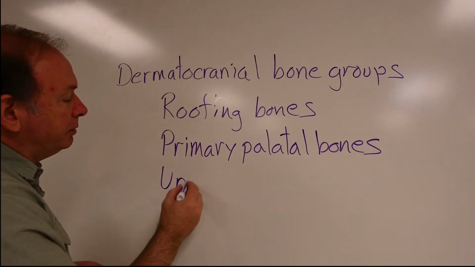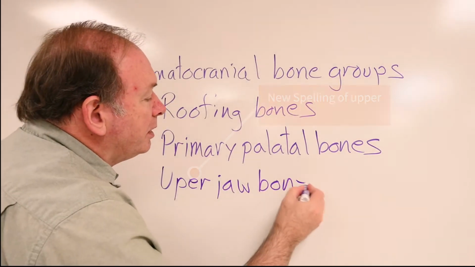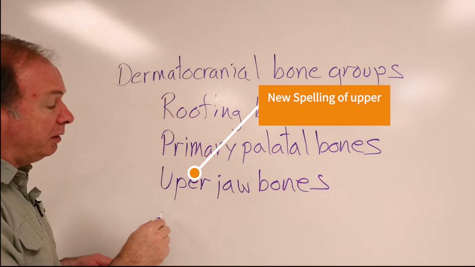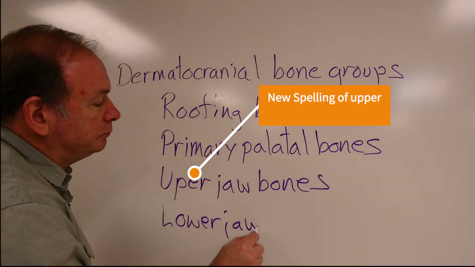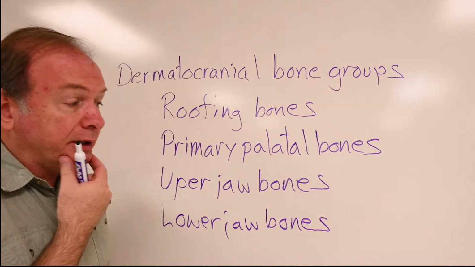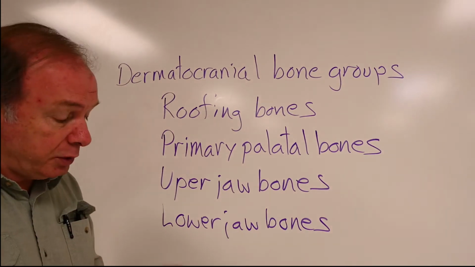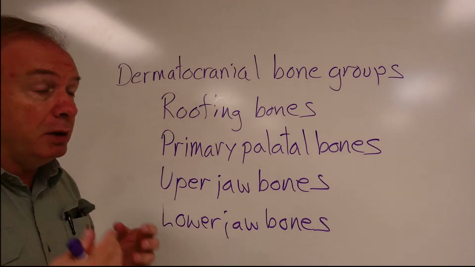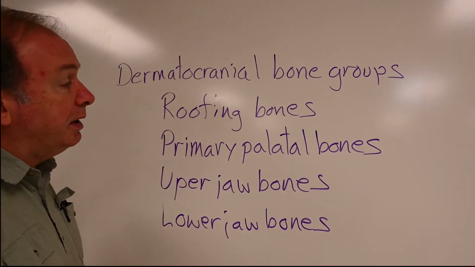Next, the upper jaw bones. For humans, this is only the maxilla. For other animals, there are other bones involved. And then the lower jaw. And again, for humans, there's only one, the mandible or dentary bone. In other vertebrates, there would be several lower jaw bones in there. But anyway, these are all derived from dermal bone. So let's look at some examples in the human skeleton of these right here.